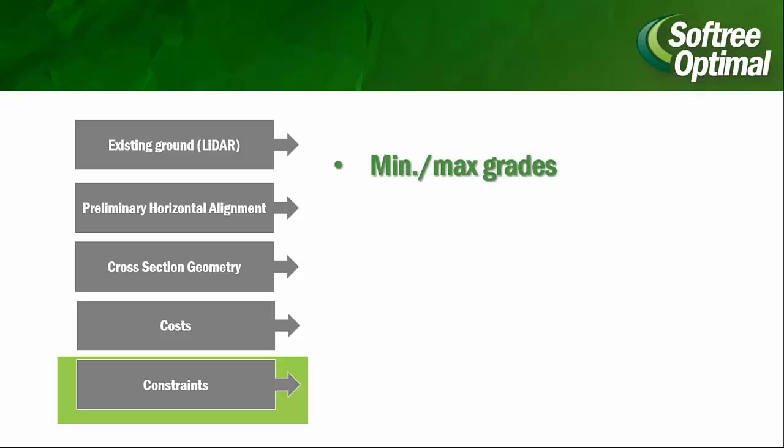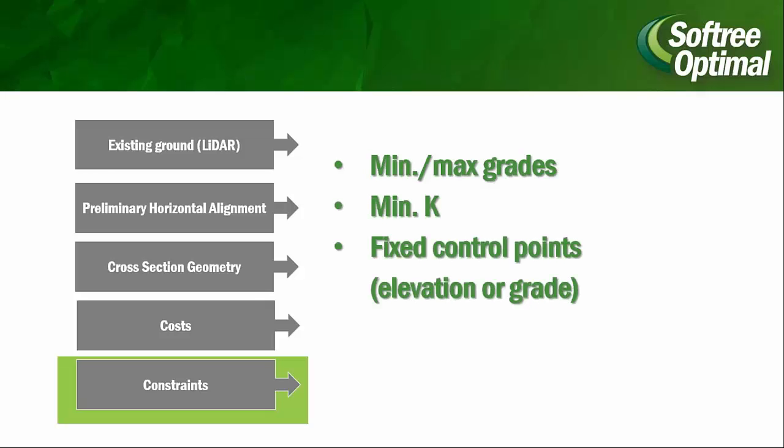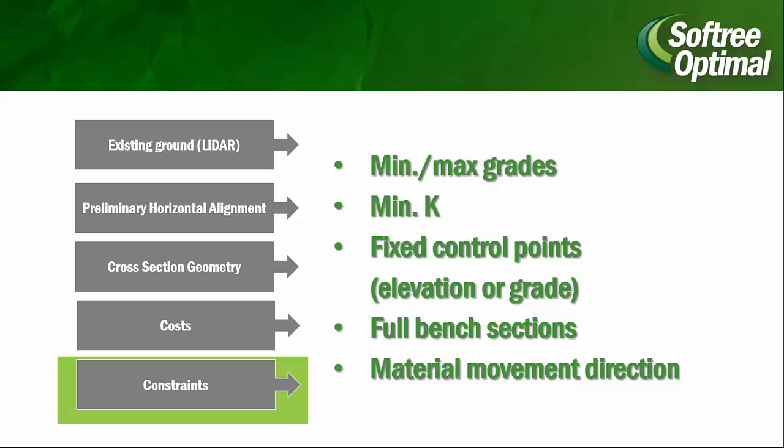And then the other piece is constraints. And these are really important in terms of making sure it is a real-world alignment. And this is where it's important for the engineer to be very involved in the tool. So we've got our min and max grades, minimum K values, your control points, so whether that's elevation or grade, if you need to have full bench sections, material movement directions, and then borrow and waste sites.